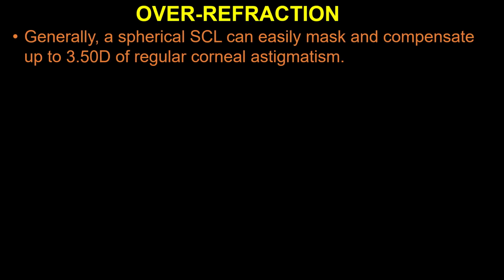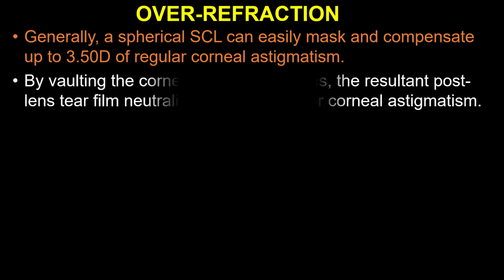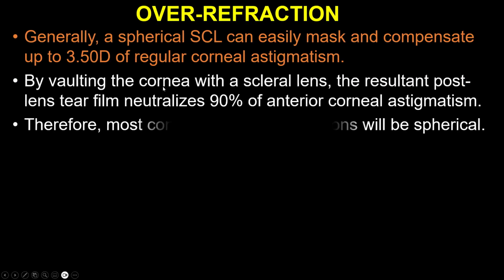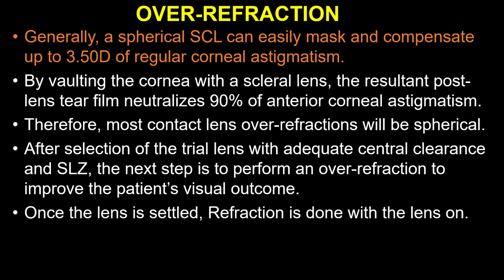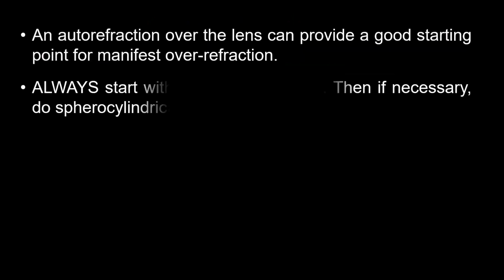So overall refraction is more important because the spherical scleral contact lens can easily mask and compensate up to 3.50 diopters of regular corneal astigmatism. That is very important. When you have the contact lens on, it usually corrects the anterior corneal astigmatism. Whatever is left may be residual astigmatism that may be accounted for by the lens of the eye.